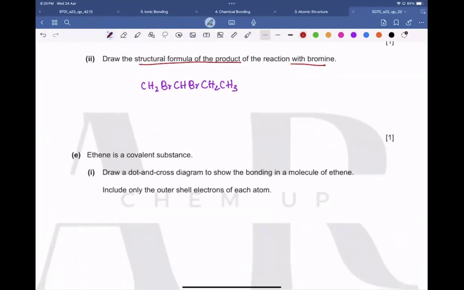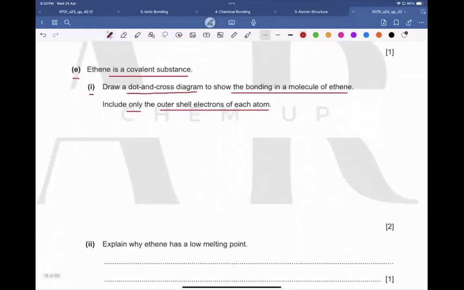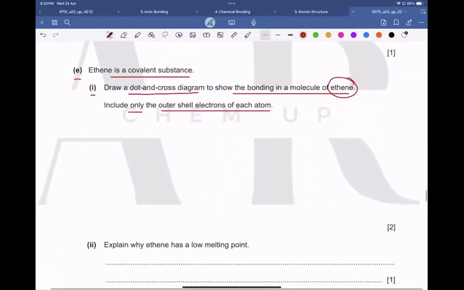Okay. Now E part 1. Ethene is a covalent substance. Draw a dot and cross diagram to show the bonding in the molecule of ethene. Include only the outer shell electrons of each atom. Okay, so they are talking about ethene.